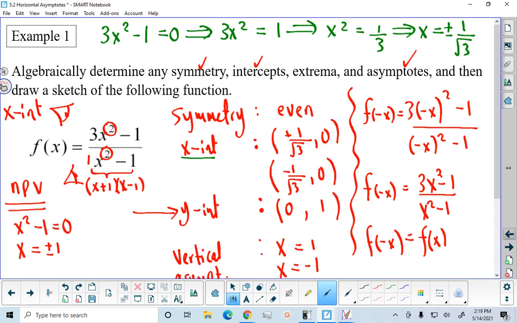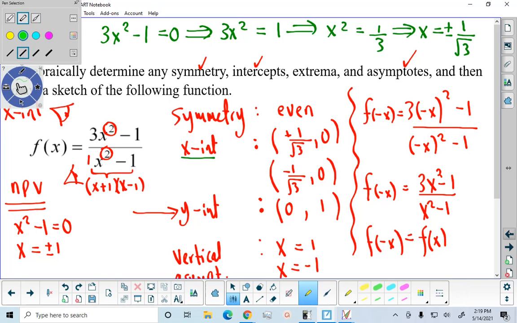While I'm setting this up to now draw it, I would like everybody to calculate the value of 1 over the square root of 3. We need to know approximately what this number is in order to sketch it properly.